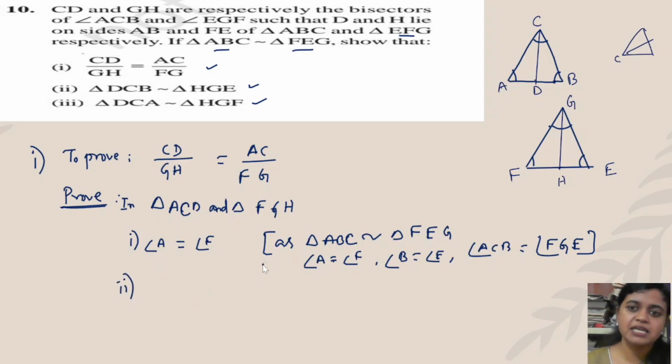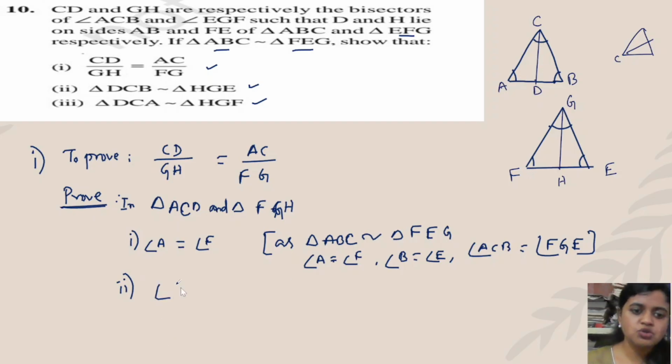Next, the second condition. Angle B equals angle E, but angle B is not a part of triangle ACD, and angle E is also not a part of triangle FGH. So we have to take either H or D, in FGH or ACD. You cannot say DH is a right angle or anything else; there is no condition mentioned about them. So we can say this about the angles ACD and FGH.